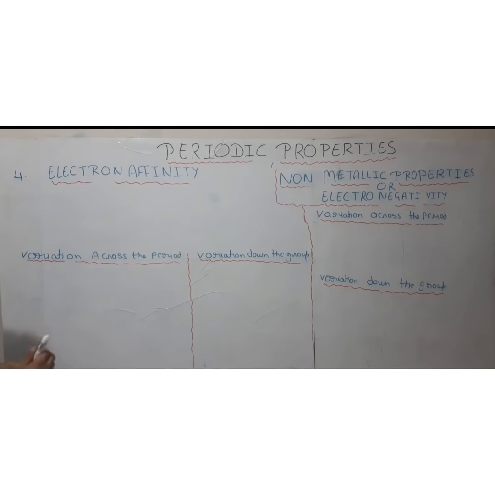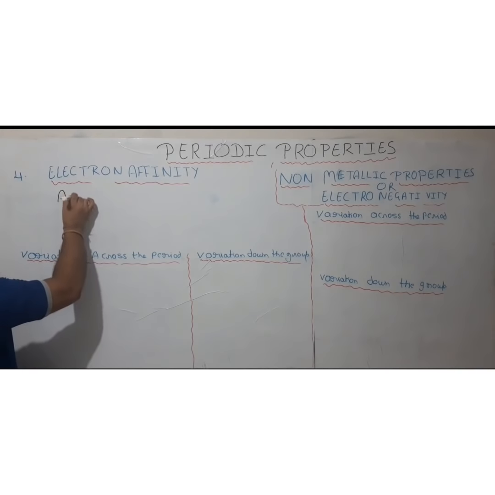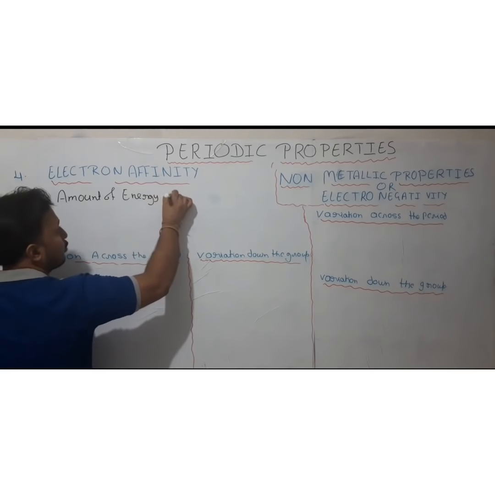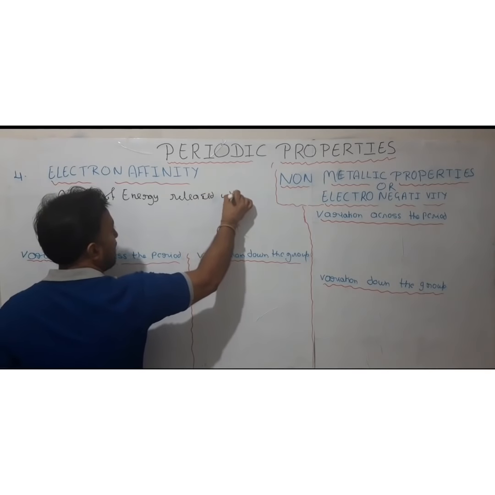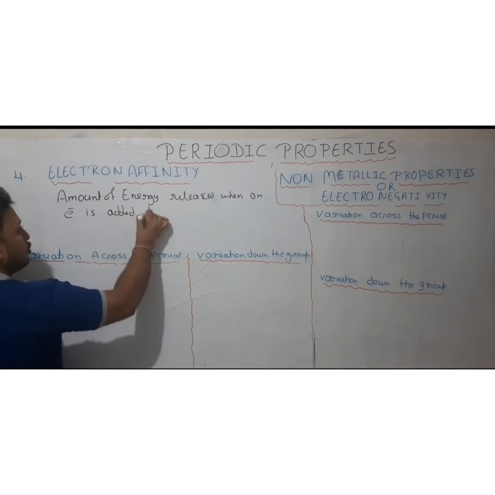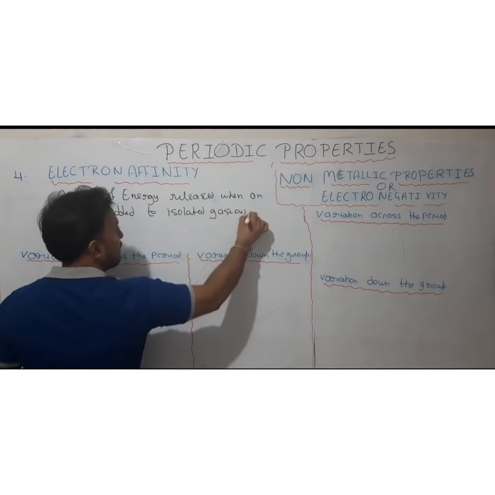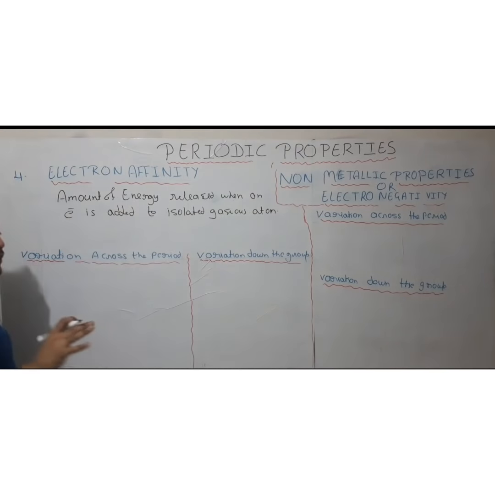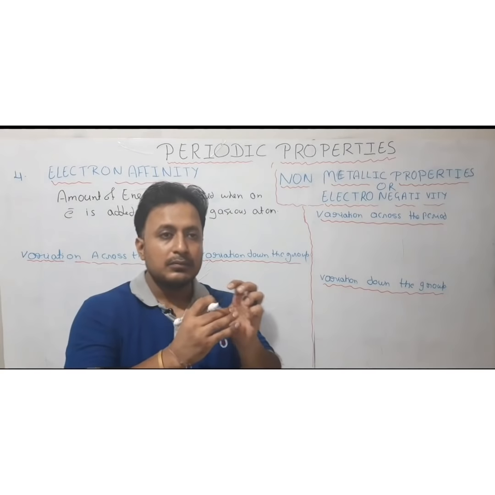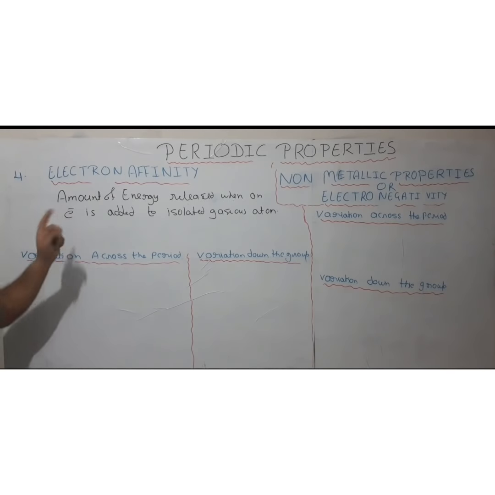Electron affinity means the amount of energy which is going to be released when an electron is added to an isolated gaseous atom. It is the amount of energy released when an electron is added to the isolated gaseous atom. It means when an electron is gained by any atom, whatever amount of energy is released at that time is known as electron affinity.